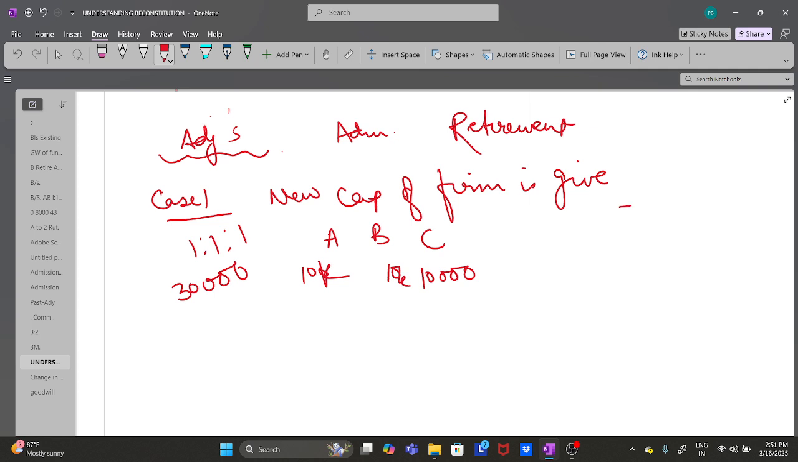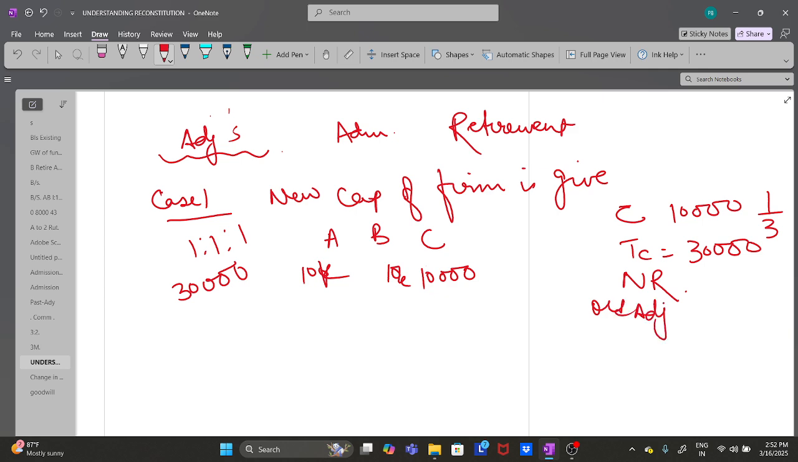We divide, either the total new capital is given or C brings 10,000 for a 1/3 share. So total capital becomes reciprocal of 1/3 into 10,000, which is 30,000. Divide this in the new ratio. Compare it to the old adjusted capital. If it is less, they will bring. If it is more, they will withdraw.